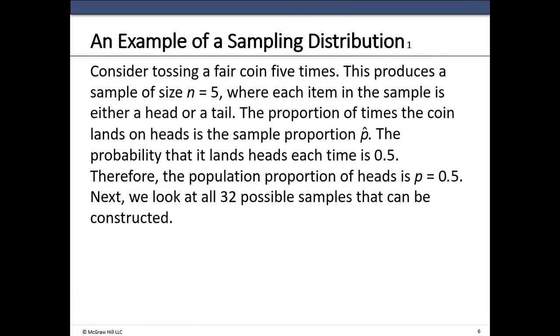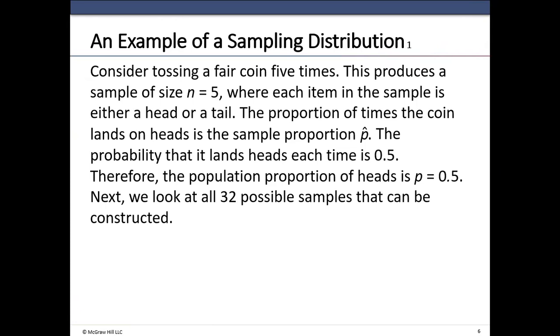Consider tossing a fair coin 5 times. This produces a sample of size n equal to 5, where each item in the sample is either a head or a tail. The proportion of times the coin lands on heads is the sample proportion P hat. The probability that it lands on heads each time is 0.5. Therefore, the population proportion of heads is P equal to 0.5.